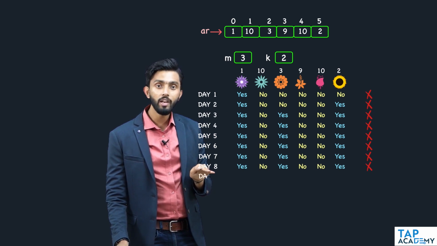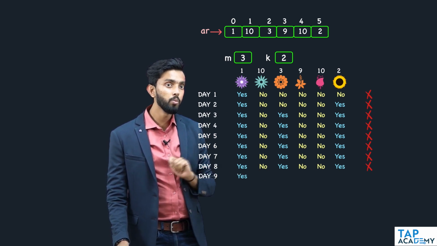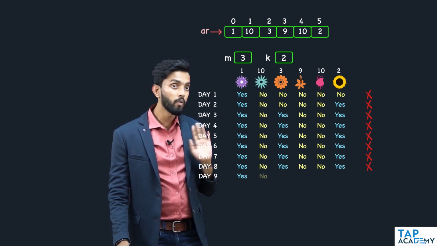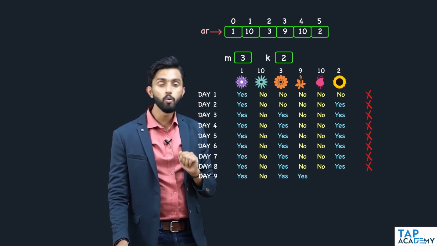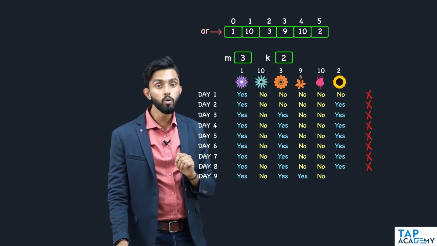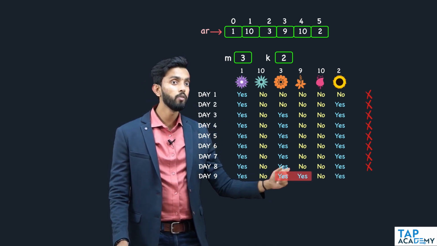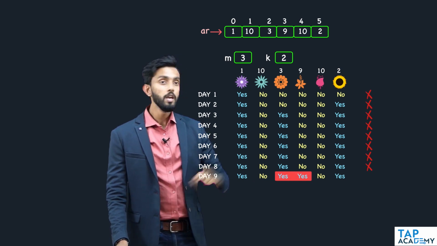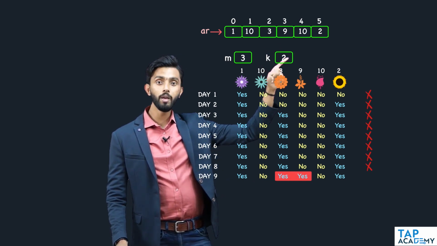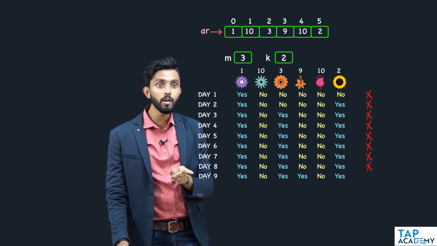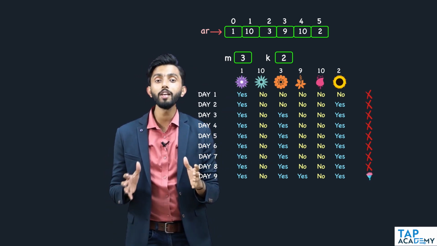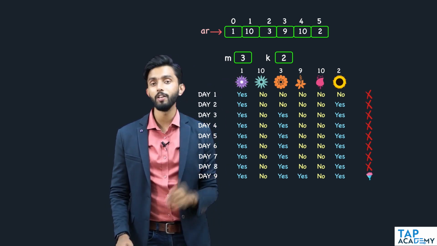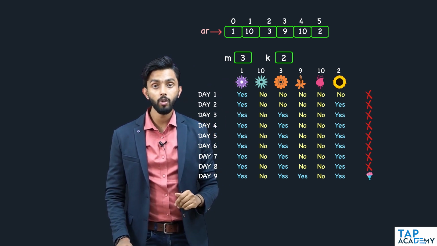But when it comes to day 9, first flower would have bloomed. Second flower would have not bloomed. Third flower would have bloomed. Fourth flower would have bloomed. Fifth flower would have not bloomed. Last flower would have bloomed. But if you notice, suddenly you have 2 adjacent flowers. If you have 2 adjacent flowers, you can make a bouquet. So on day number 9, you can make 1 bouquet. But how many bouquets are you supposed to make? 3 bouquets. So did you understand what the question is asking?